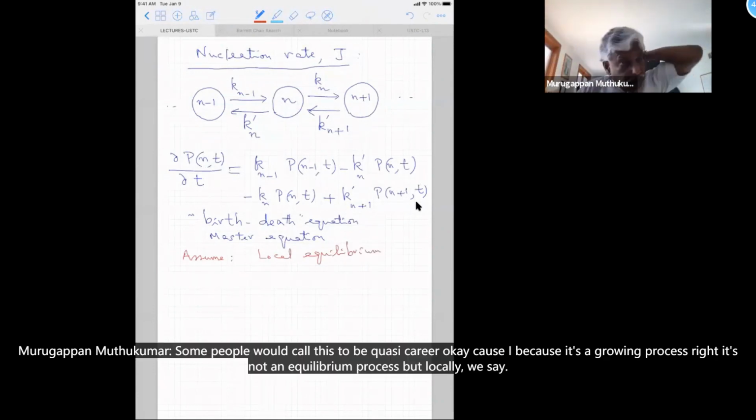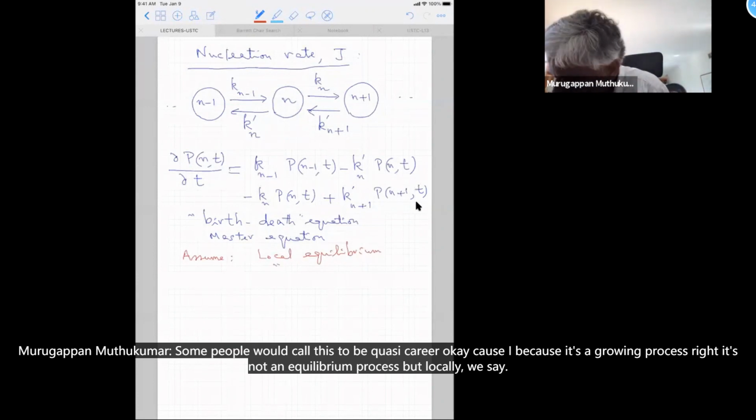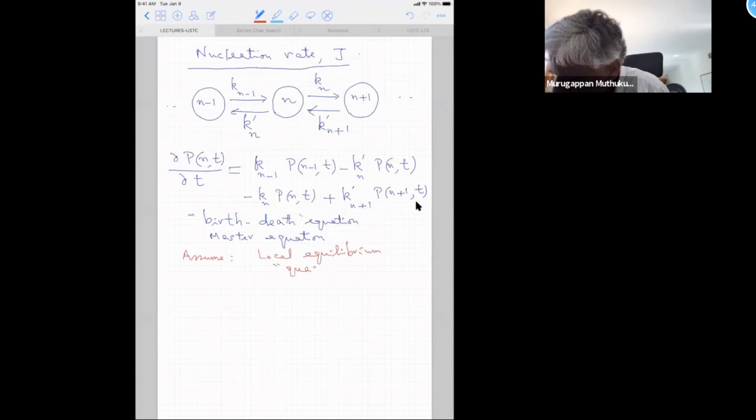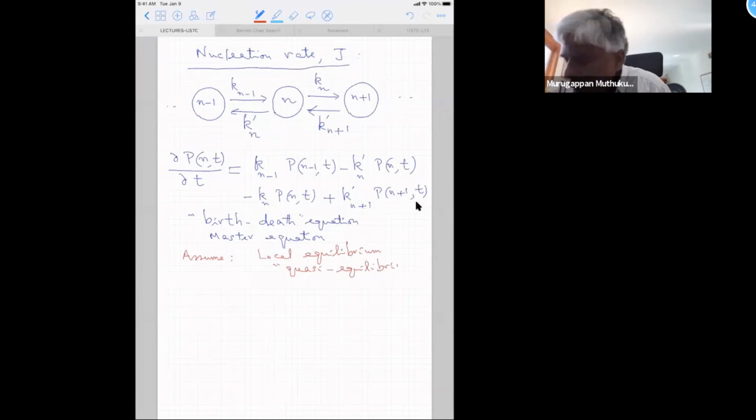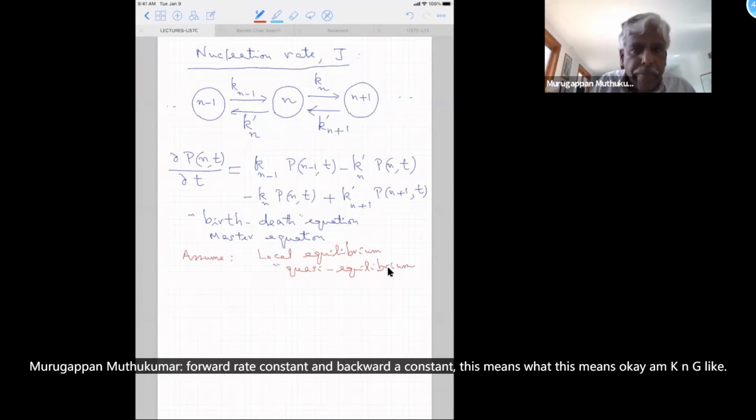Some people would call this quasi-equilibrium. Quasi, because it's a growing process, right? It's not an equilibrium process. But locally, we say there is going to be a relationship between forward rate constant and backward rate constant.